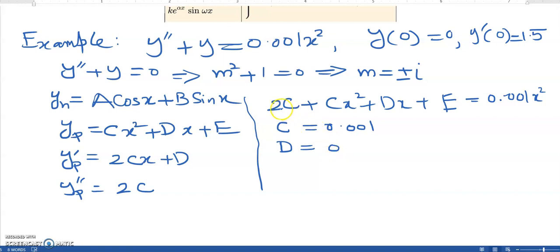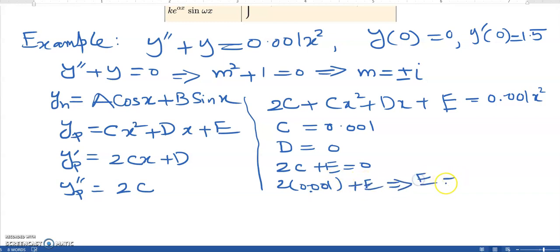On the other side, similarly 2c plus e, there is no corresponding term over here. So 2c plus e will also be equal to 0. Since we know the value of c, we can put the value of c here: 0.001 times 2 plus e is equal to 0. So e will be equal to minus 0.002. So in this way we have found the particular solution.